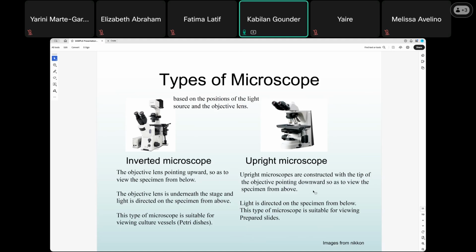So the upright microscope, based on this type of microscope, is suitable for prepared slides. As you know, when you process samples, transfer them onto glass slides, and then you can observe. This type of microscope helps you observe using the prepared slides.